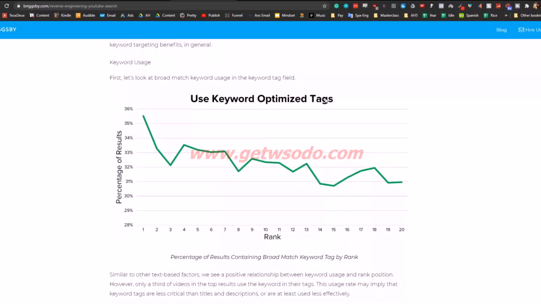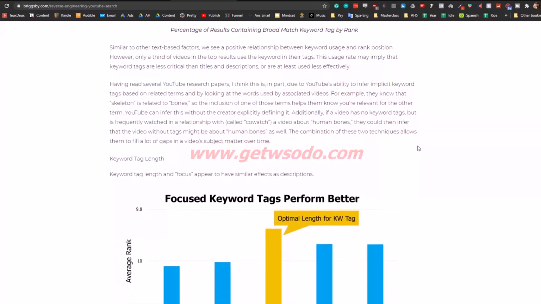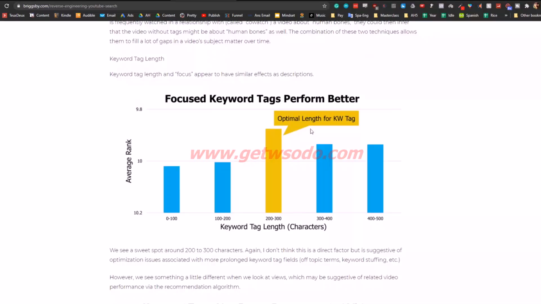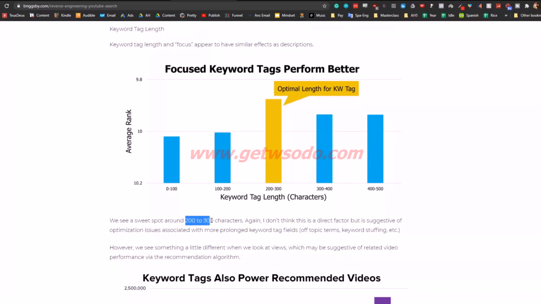Now, keyword optimized tags. They actually found that tags aren't really that important. What you should look for, however, is to not max out your tags. Actually keeping it below 300 to 400. So they found 200 to 300. I would recommend actually 300, 400 between the length right here, but don't go full out with the 500. That basically means keyword stuffing all the different tags in the video. It doesn't really help. So the sweet spot is around 200 to 300.